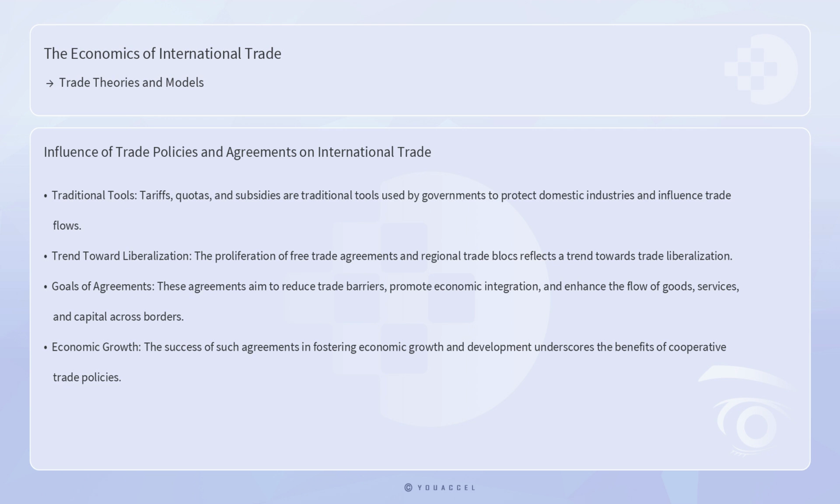These agreements aim to reduce trade barriers, promote economic integration, and enhance the flow of goods, services, and capital across borders. The success of such agreements in fostering economic growth and development underscores the benefits of cooperative trade policies.